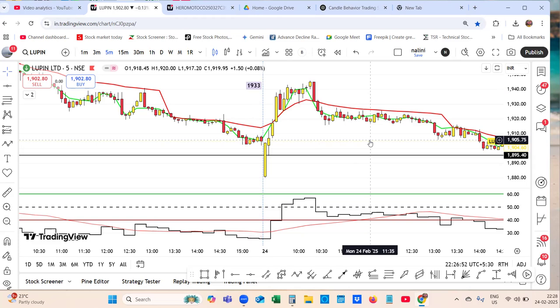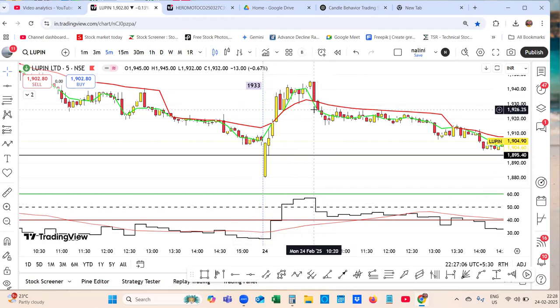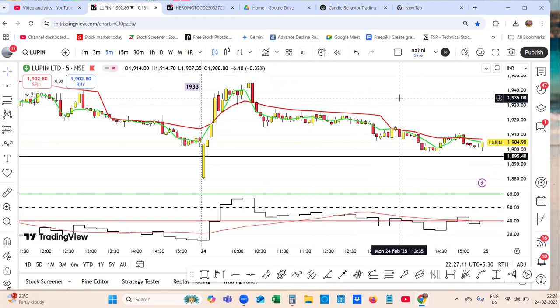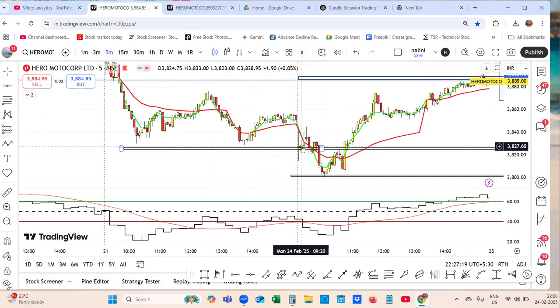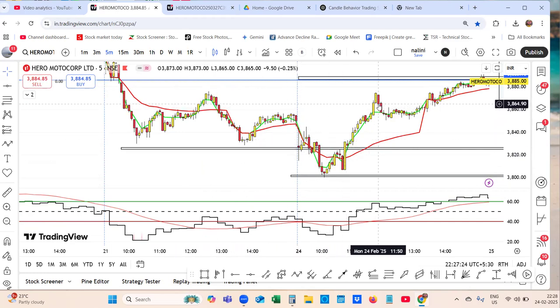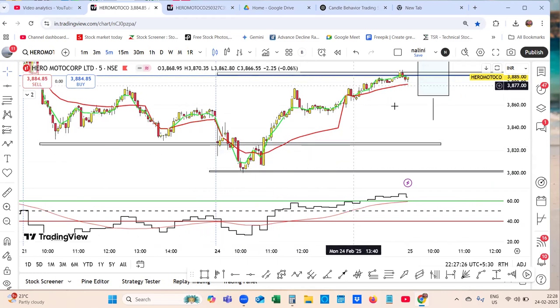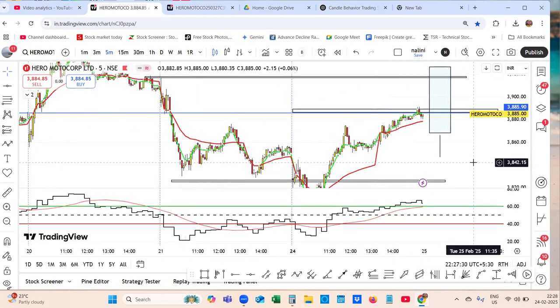See, the idea in buying anything is buying at a discount. At an oversold area, if we are getting the signal, we enter into the buy trade. It was a good trade for Lupin, but it came down. Whereas in Hero Motocorp, there was a strong trade. You can see, it went below the previous day's low and started climbing. It was a beautiful up move, right?